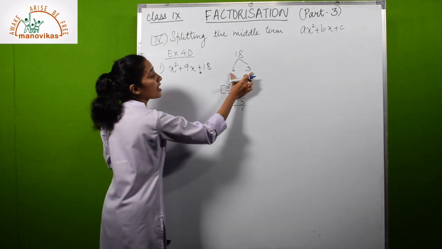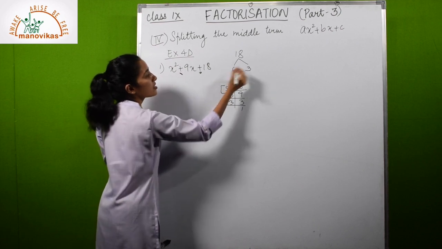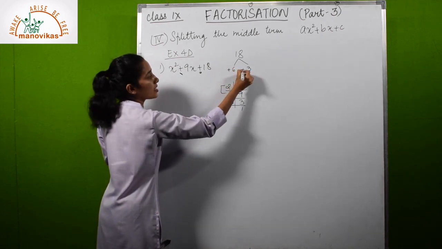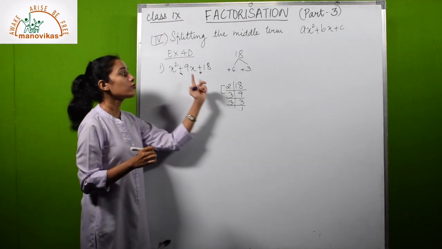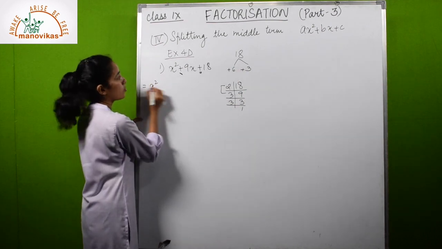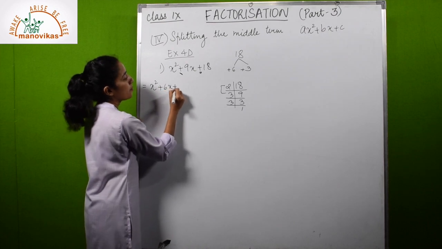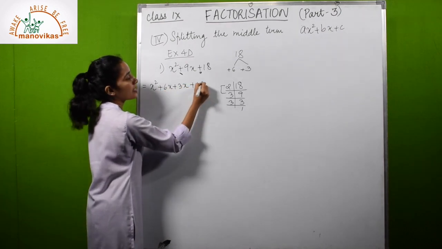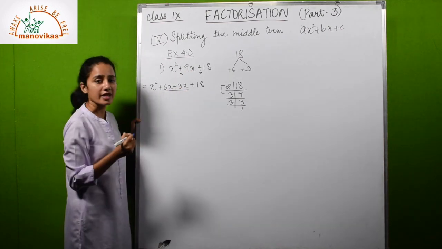Now when I have to add the factors, note that this sign goes to both the factors. So plus and plus. When you have to add the factors, the first sign goes to both the factors. So I have x square, and 9x I will write as plus 6x plus 3x plus 18. So 9x I have written as 6x plus 3x.